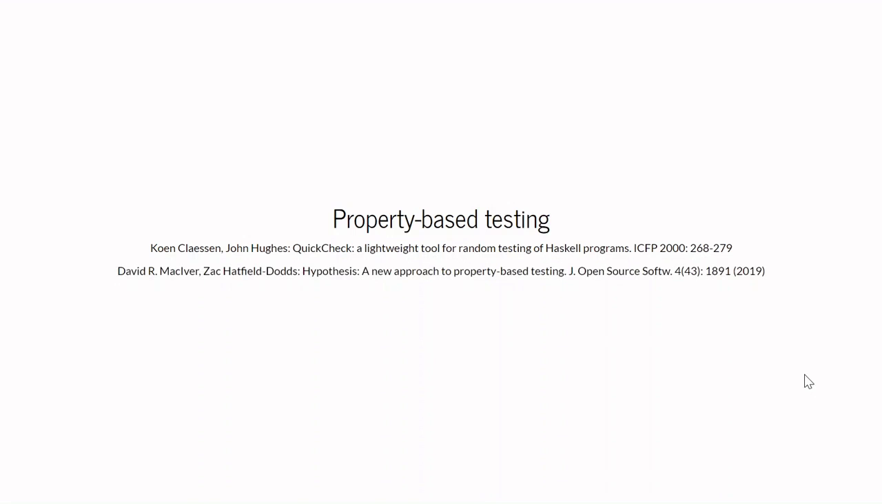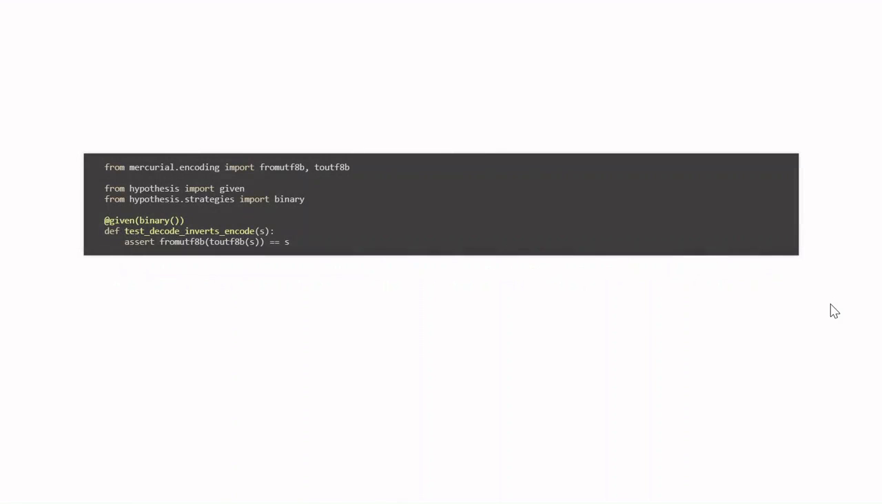This is about Hypothesis, which is a more recent property-based testing library that I originally wrote back in 2013 and has been getting a lot more traction in recent years. And here's a paper about it that we published in the Journal of Open Source Software last year, if you want to know a bit more about it and why it's interesting more broadly.